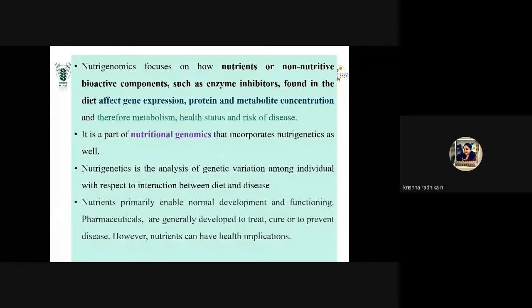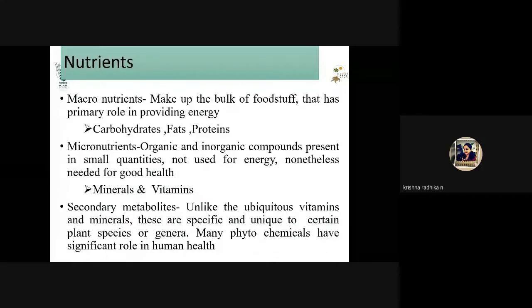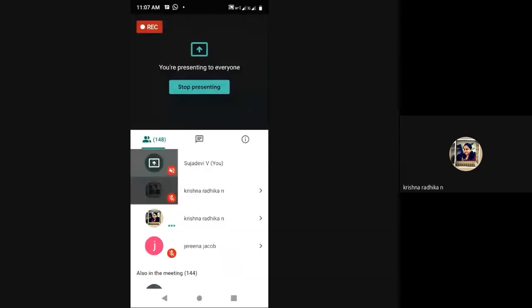Nutrients primarily enable normal development and functioning, and pharmaceuticals are generally developed to treat, cure, or prevent disease. Now, nutraceuticals are coming, and these are also considered as nutrients, and they can have health implications. So, in the term nutrigenomics, one term is nutrients and the other is its effects on the genome. So, first we will see the nutrients.